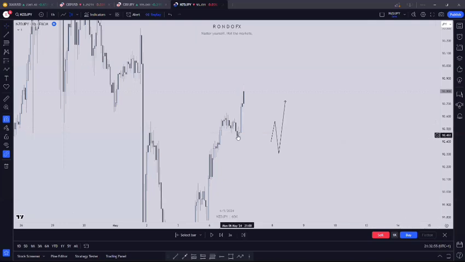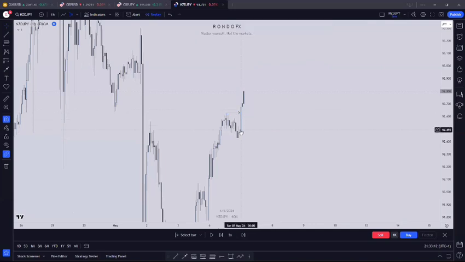So we know our bias is we're bullish, right? So we should be looking for buyers. And currently we just had a displacement to the upside here. So we can map this out to be a break of structure. Now you might ask, there is no form of inducement, so why am I going to take this trade?